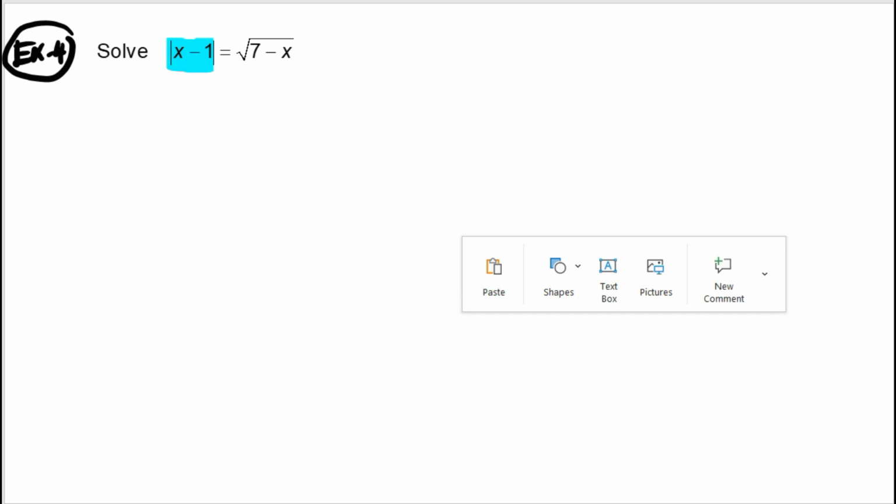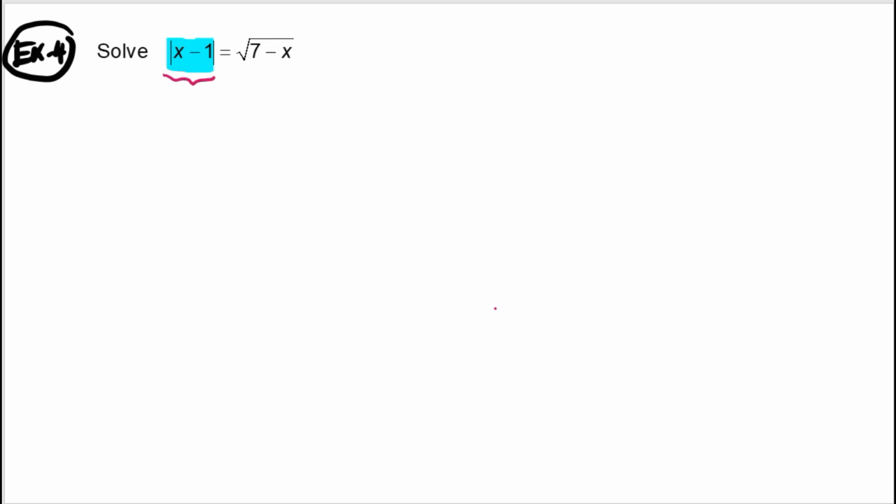Alright, let's now solve example 4 here. Suppose we have the modulus on one side and the square root on the other side. Remember, when we have this type of question, we have to change the modulus into a square root, because the modulus of x is actually the square root of x squared. So the modulus of x minus 1 becomes the square root of x minus 1 squared, and this is equal to 7 minus x.